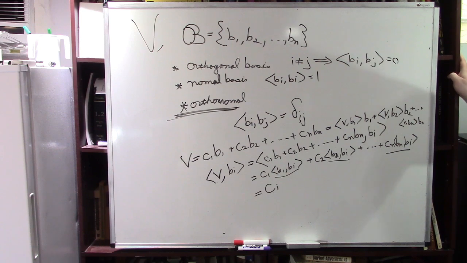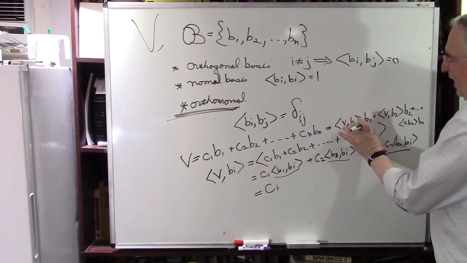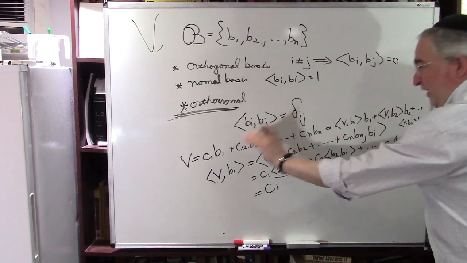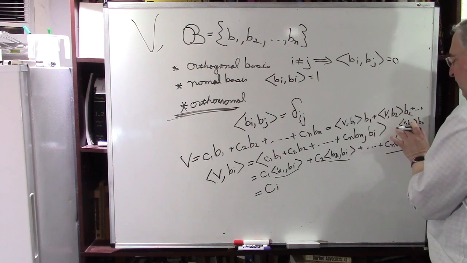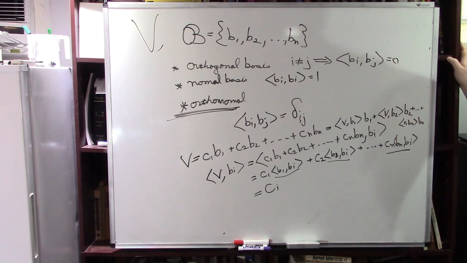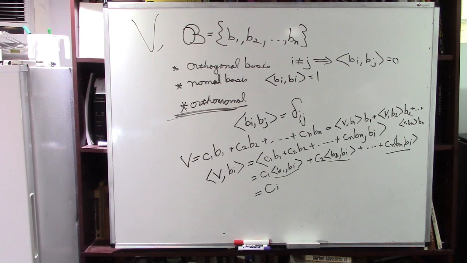Now, this is going to be very important later on in quantum mechanics, and it's important in linear algebra. It basically says that we can use the inner product to determine the coefficients. In other words, what this is saying is how much this vector v is in the b1 direction, how much is it in the b2 direction, how much is it in the bn direction. That's very important, and it all follows from using an orthonormal basis. Okay, great.